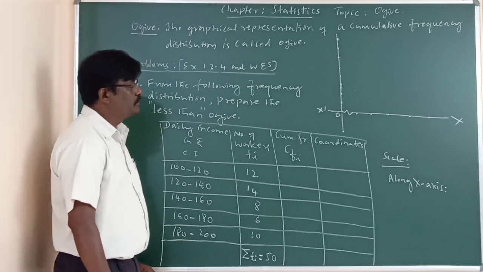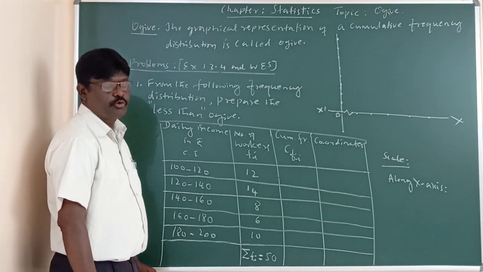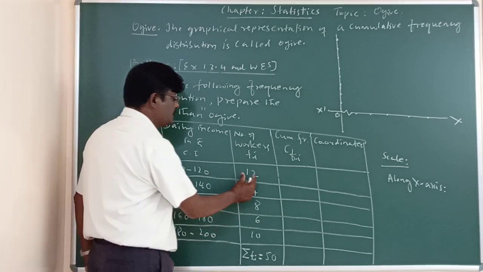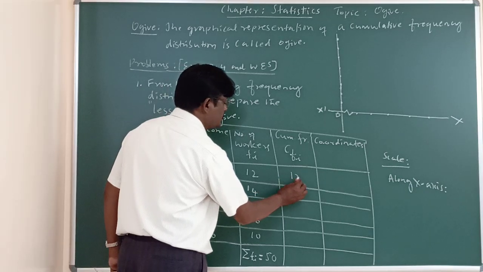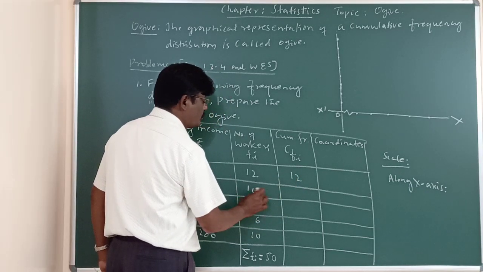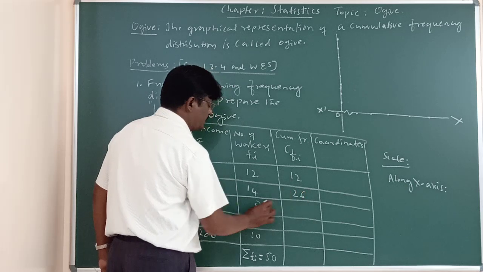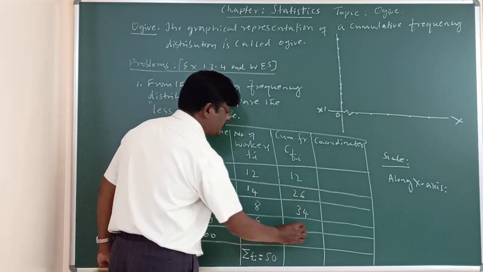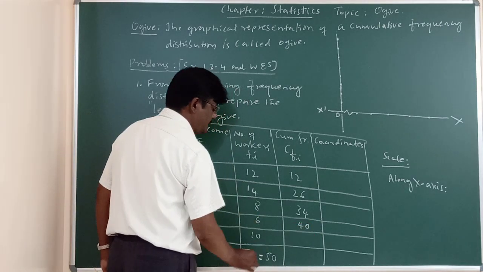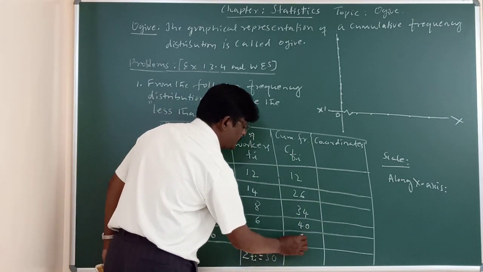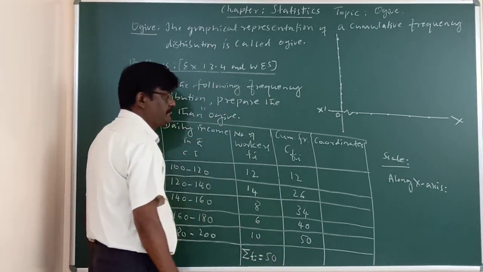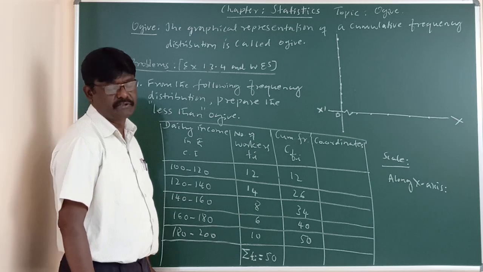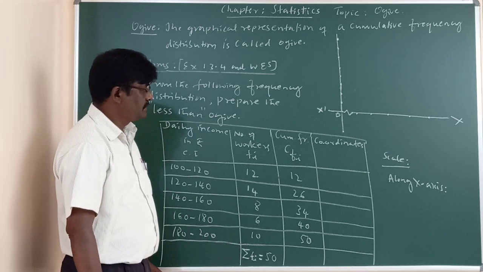Now in case of OGIVE, we need cumulative frequency. We know how to find cumulative frequency. First we shall take this 12 as it is. 12 plus 14, 26, 26 plus 8, 34, 34 plus 6, 40, 40 plus 10, 50. We get 50. Here also 50, and we know the sum is 50. That's what cumulative is. Okay children, next.